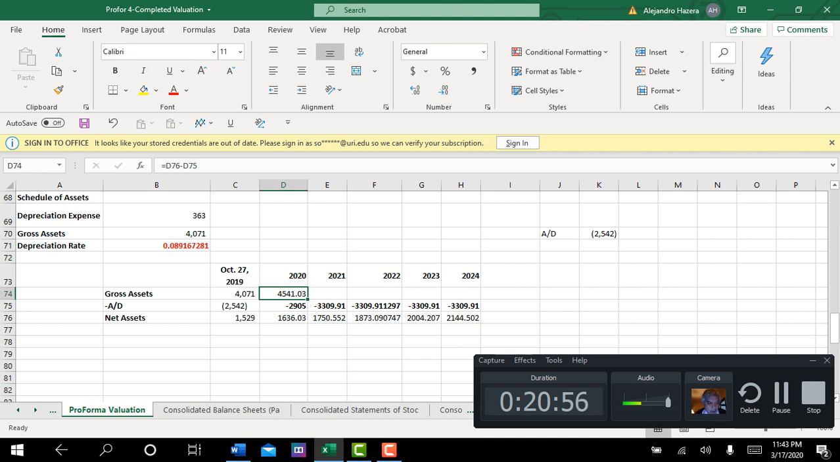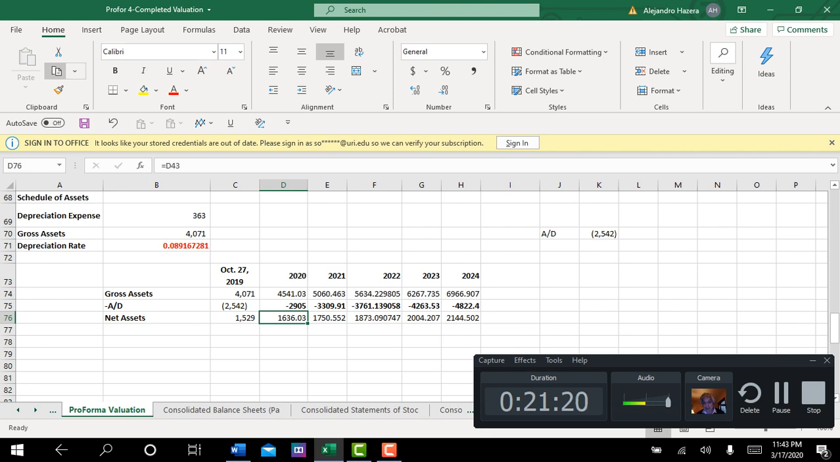So our gross assets predicted for year 2020 are 4541. Okay, now you'll notice that these numbers have changed and they're all kind of the same, but in order to get those right, the only thing you have to do now is copy this number over, and then you're going to get the correct numbers.